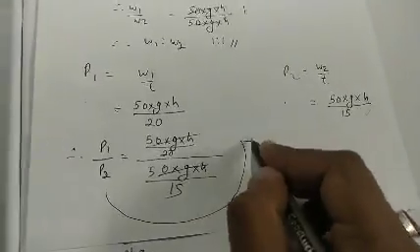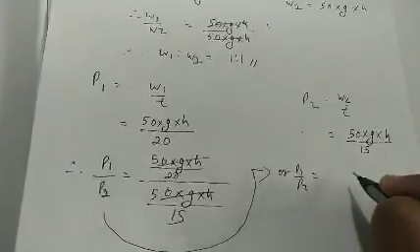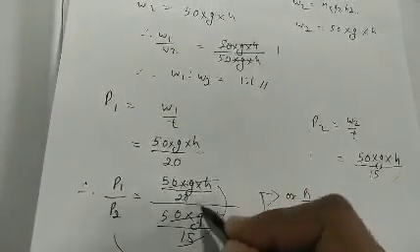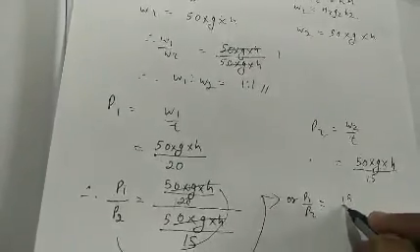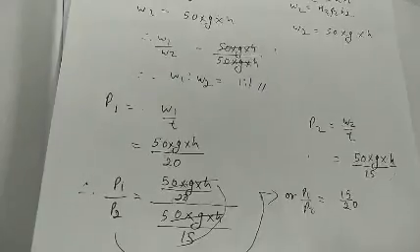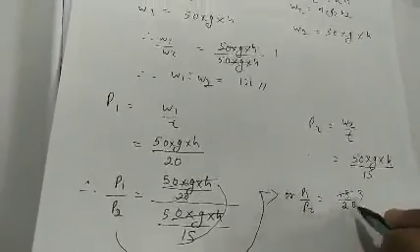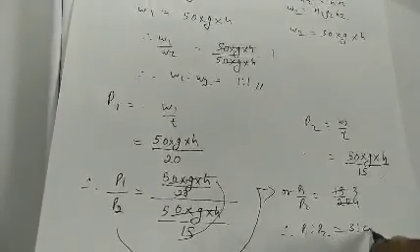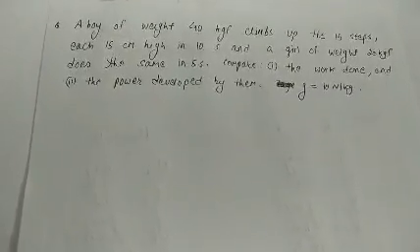Next I'll write it out here: P1 by P2 equals 15 by 20. Let's cancel it by 5. 5 threes are 15, 5 fours are 20. Therefore P1 is to P2 equals 3 is to 4. So this is the required answer for part number 2. This will be the last numerical for today.